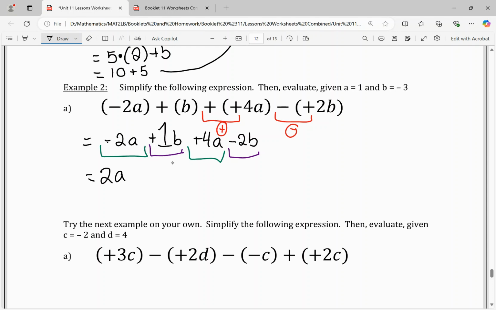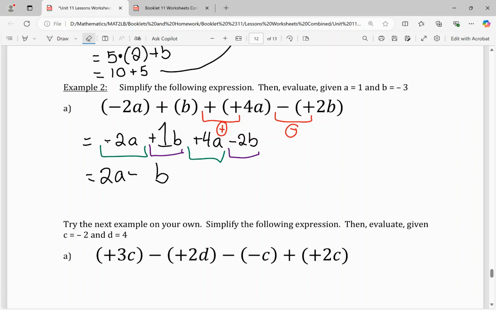And now let's take a look at our purple. 1b minus 2b, positive 1 minus 2 is equal to negative 1b. Right? Now, we don't need to write that 1 because if we write nothing, it's implied that the coefficient is 1, right?